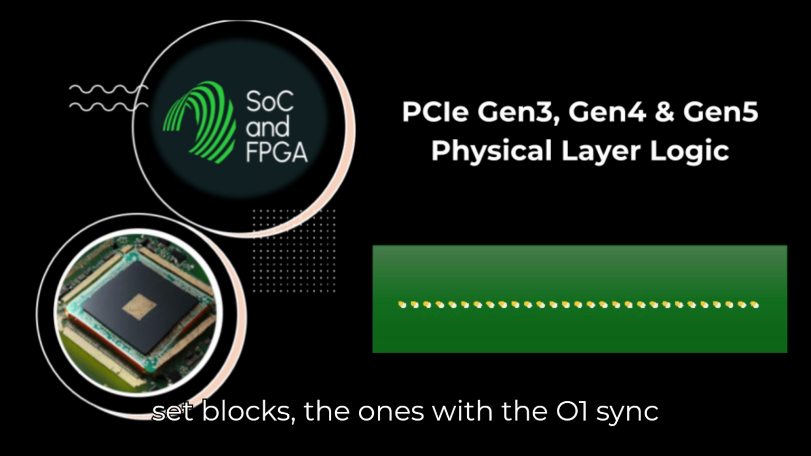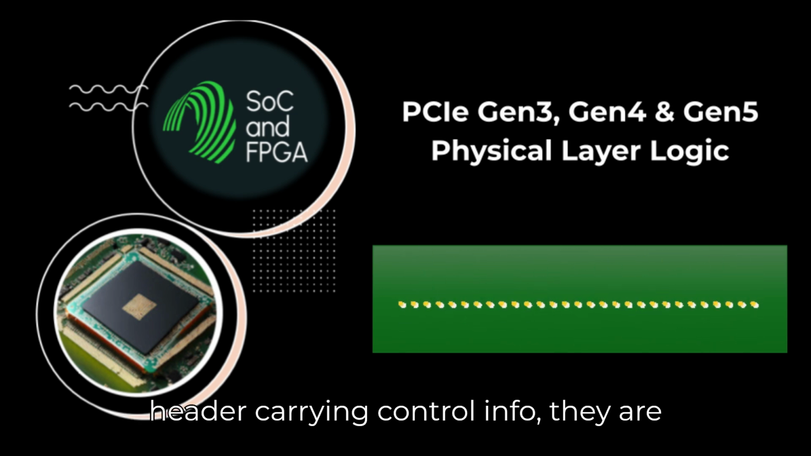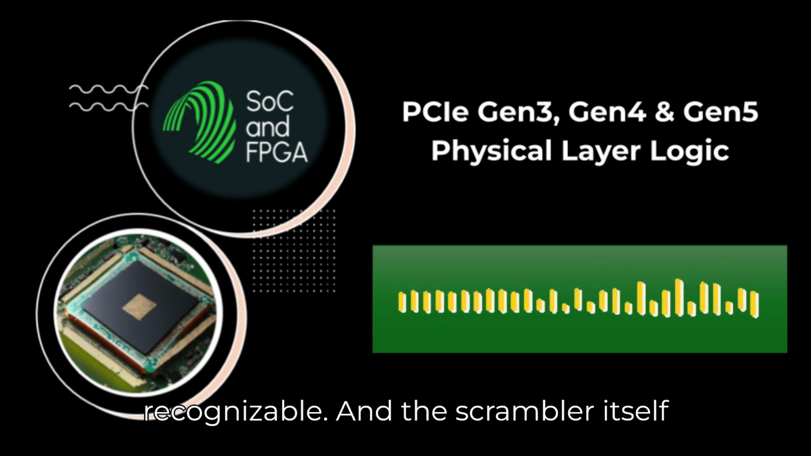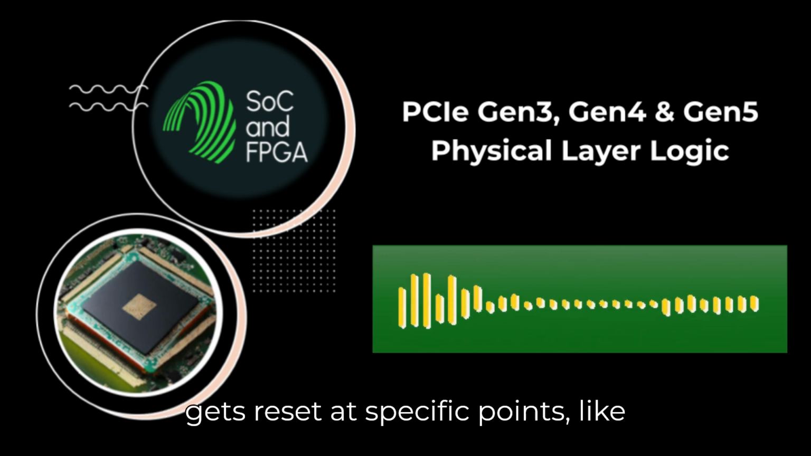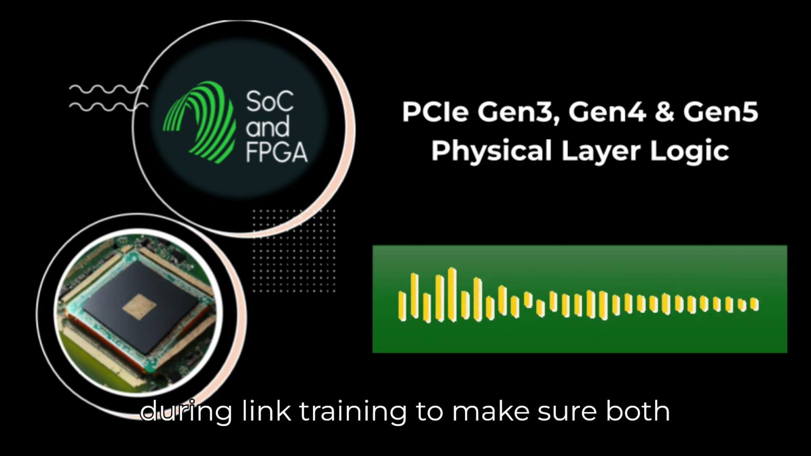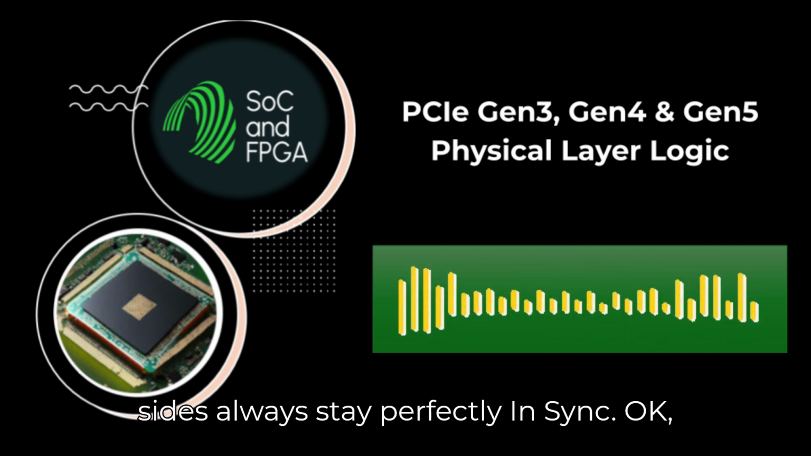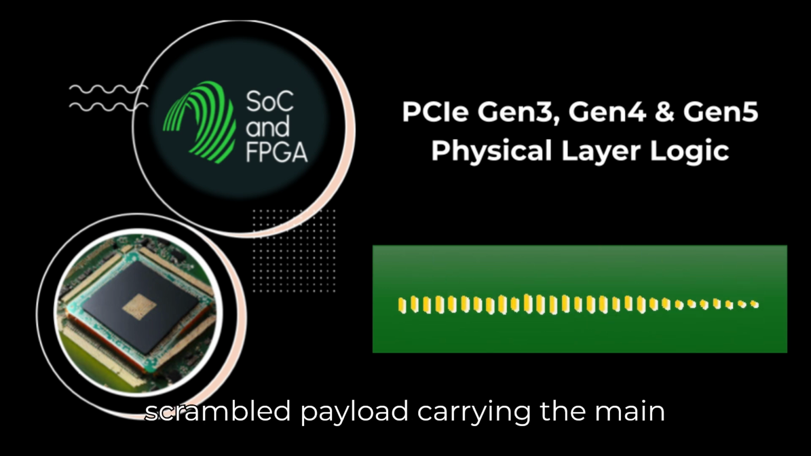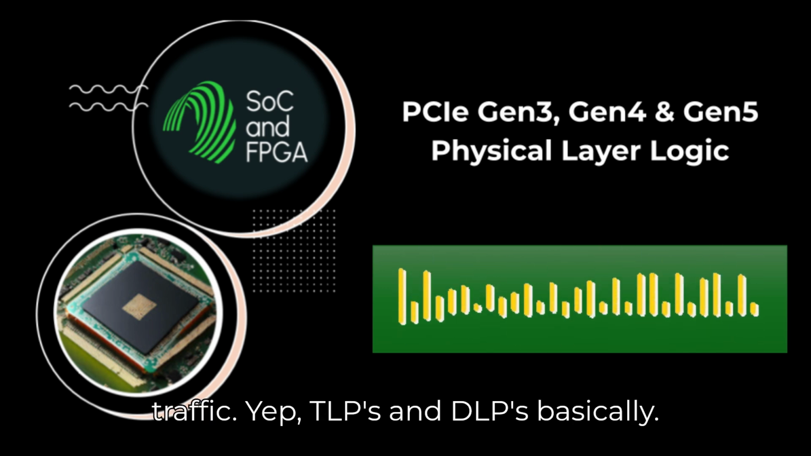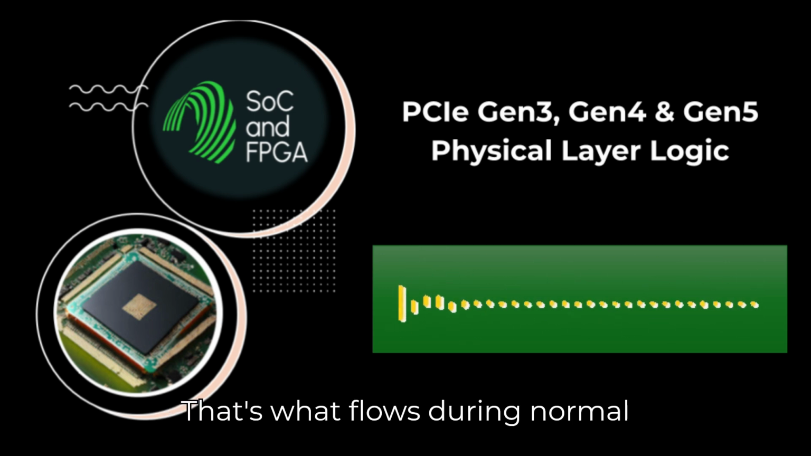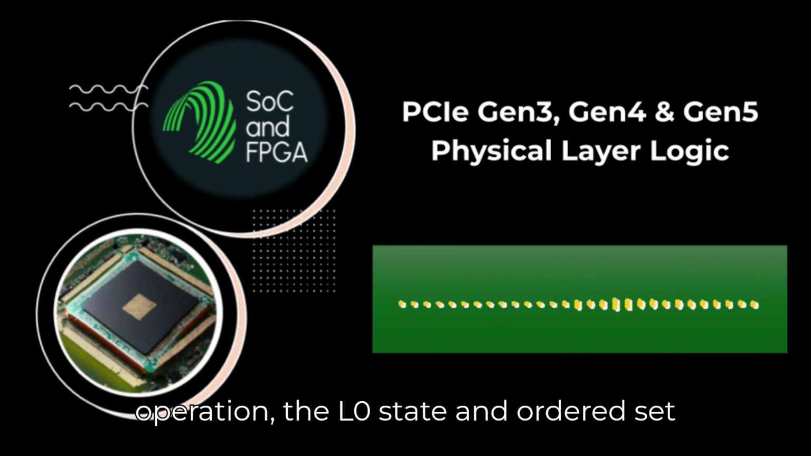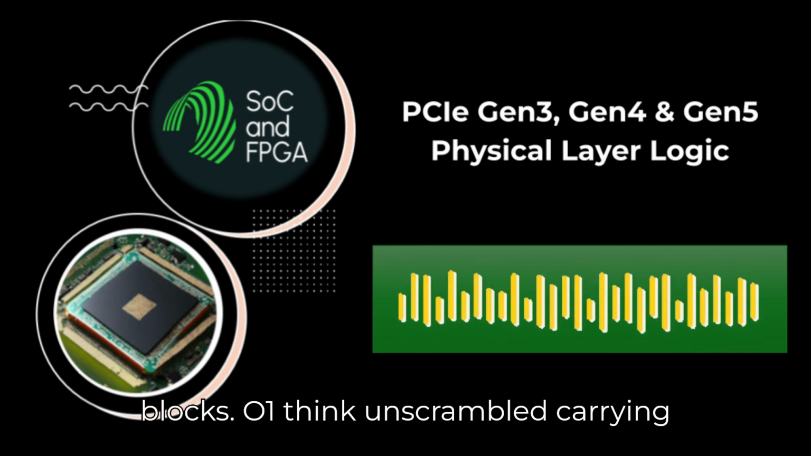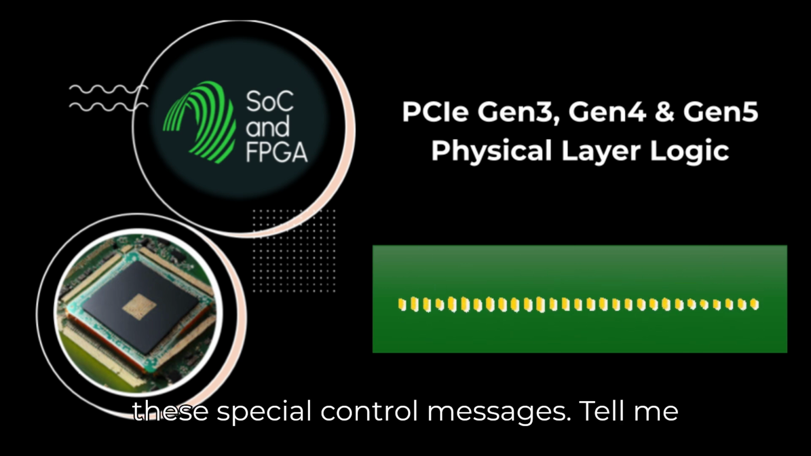Right. The ordered set blocks, the ones with the 01 sync header carrying control info, are not scrambled. They need to be easily recognizable. And the scrambler itself gets reset at specific points, like during link training, to make sure both sides always stay perfectly in sync. Okay, so we have data blocks, 10 sync, scrambled payload, carrying the main traffic. Yep, TLPs and DLLPs, basically. That's what flows during normal operation, the L0 state. And ordered set blocks, 01 sync, unscrambled, carrying these special control messages.